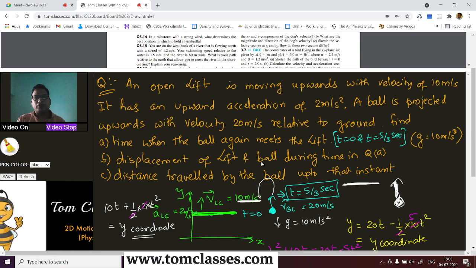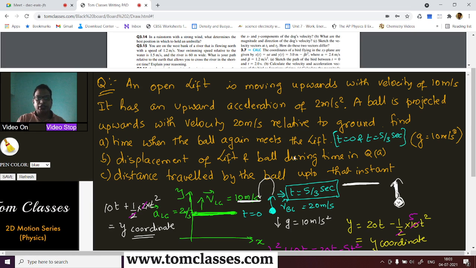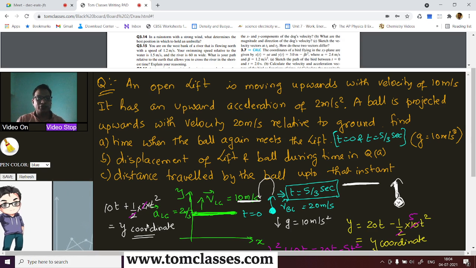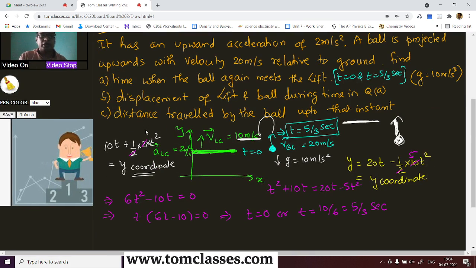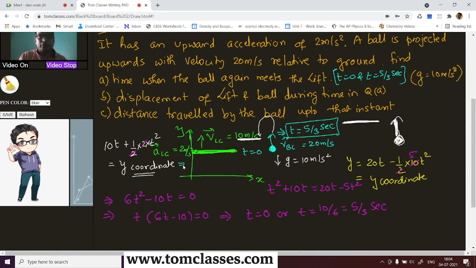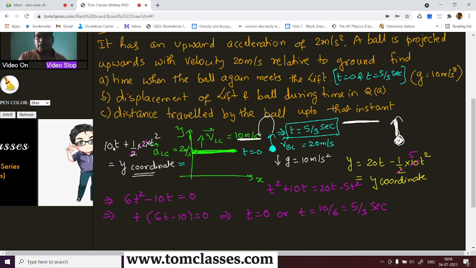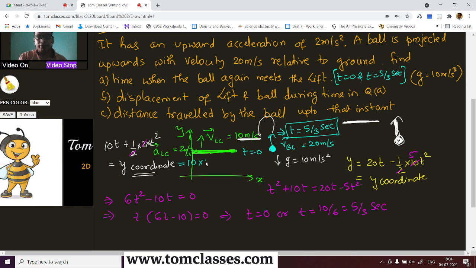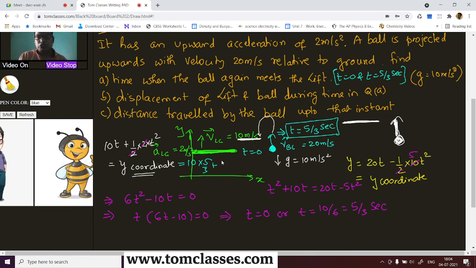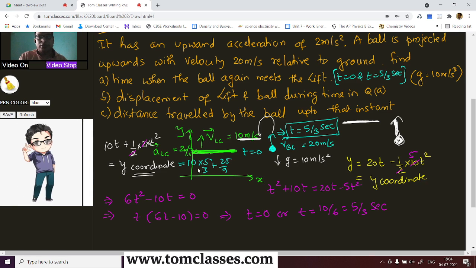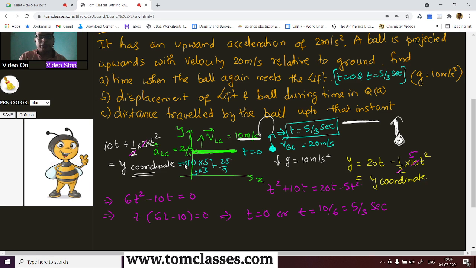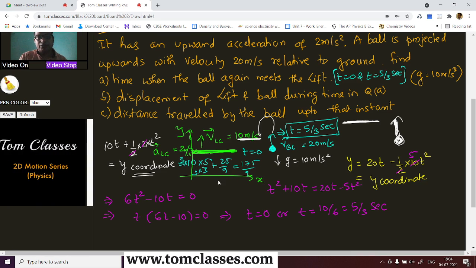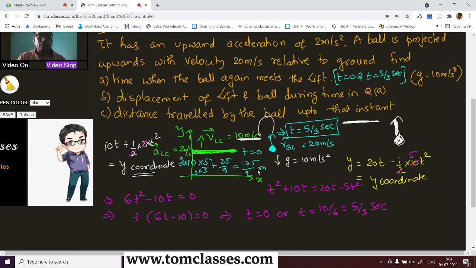Now, displacement of lift and ball during the time in question. Part A: we have to find the displacement, and that displacement is nothing but the y coordinate. So what is the y coordinate for this? The displacement is going to be 10 into 5 by 3 plus t square, that is 25 by 9. I can multiply with 3, so this is 150, 175 by 9 meter. So that is the displacement.